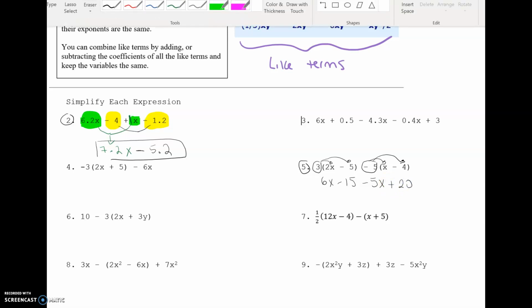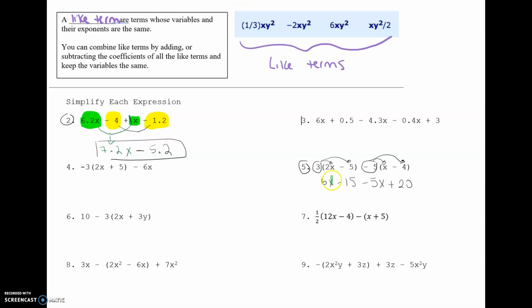Now I'm going to go ahead and highlight. So I have 6x, and that is a like term with -5x. And then I have my two constants, which are just my two numbers, which is -15 and +20.